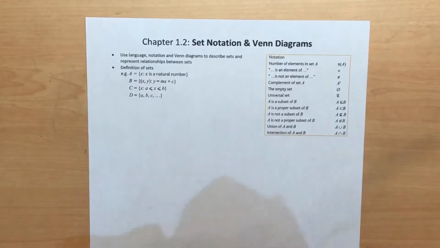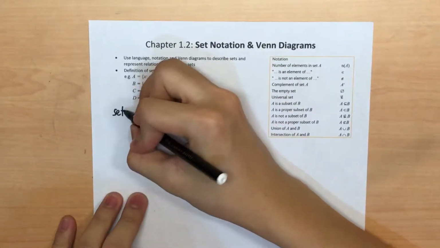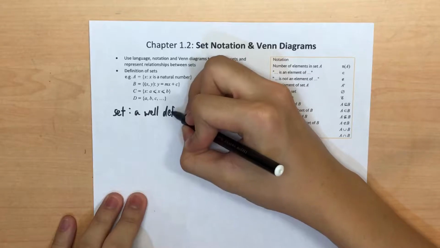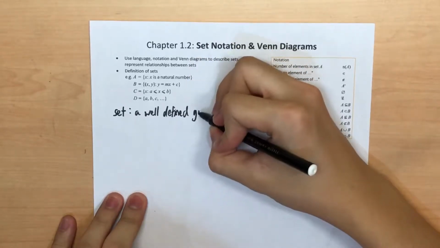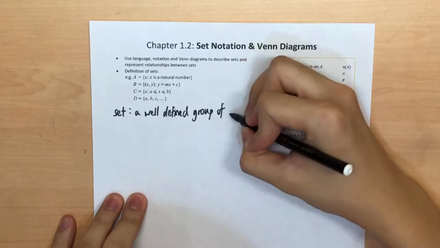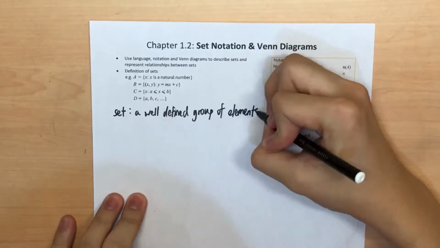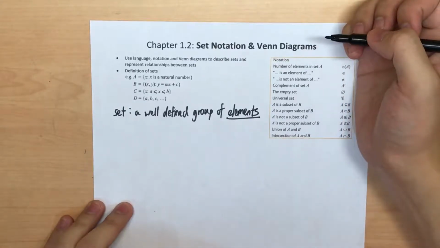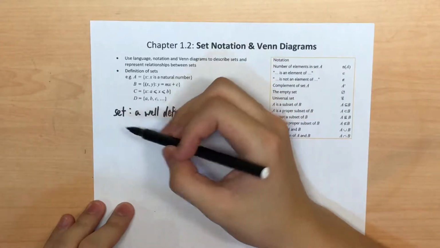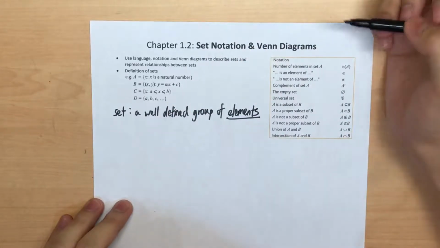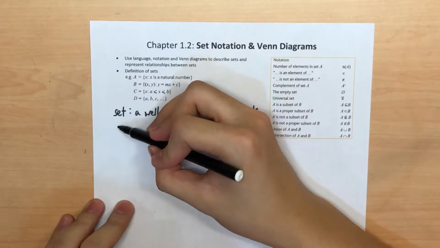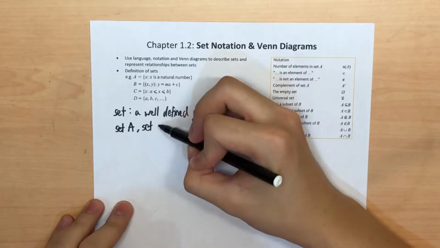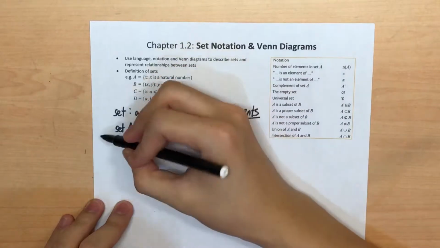So what is a set? A set is a well-defined group of elements. It's a group of elements. Later we're going to discuss more about it. Normally for a set we'll write the letter as a capital letter. For example, set A, we'll say set A. For set B, we'll call it set B in capital letter.